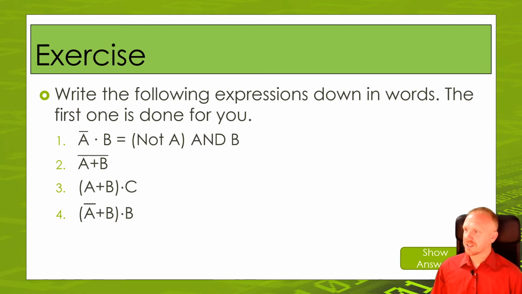So a quick exercise for you to make sure you got the hang of that one. Can you write each of these expressions out in words, like the way we did last week? The first one's done for you. So A bar dot B means not A and B. What's the second one, third one, and fourth one? If you pause the video, have a go at that, and then I'll go through the answers.